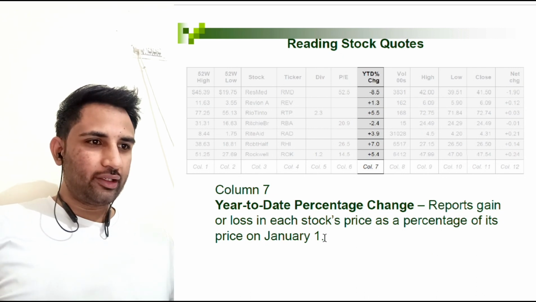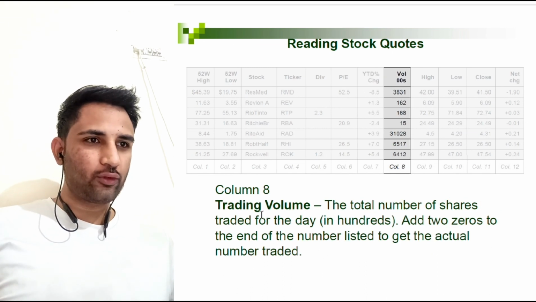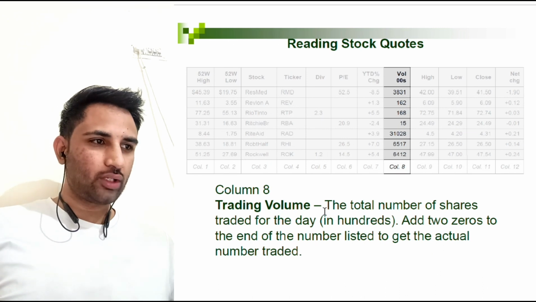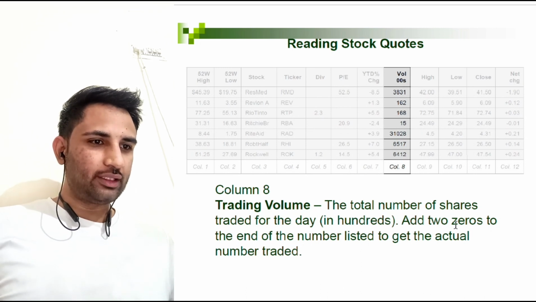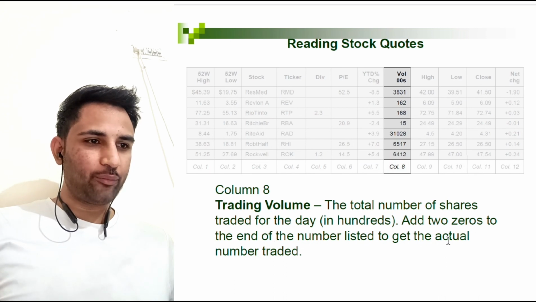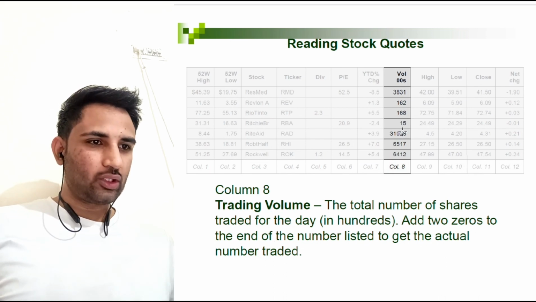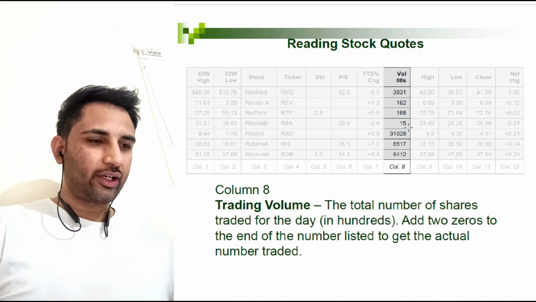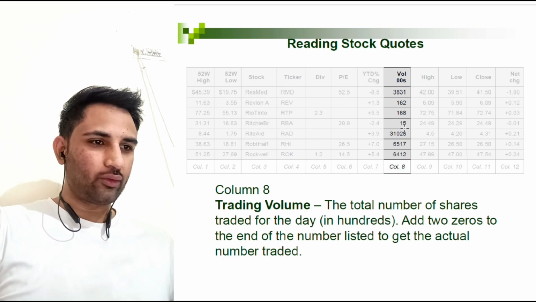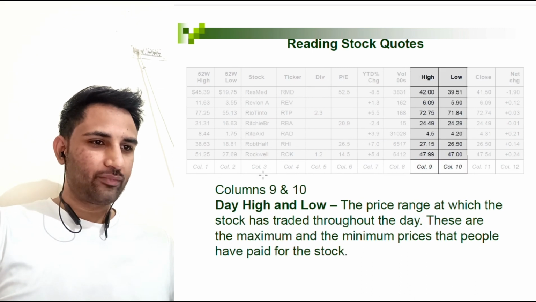Columns number 9 and 10 are day high and low. Columns 1 and 2 were the year high and low, but now we are talking about the day high and low: the price range at which the stock has traded throughout the day. These are the maximum and minimum prices that people have paid for the stock. Column number 11 is the closing price, the last trading price recorded when the market closed on the day. If the closing price is up or down more than 5% from the previous day, the entire listing for that stock is bold-faced.